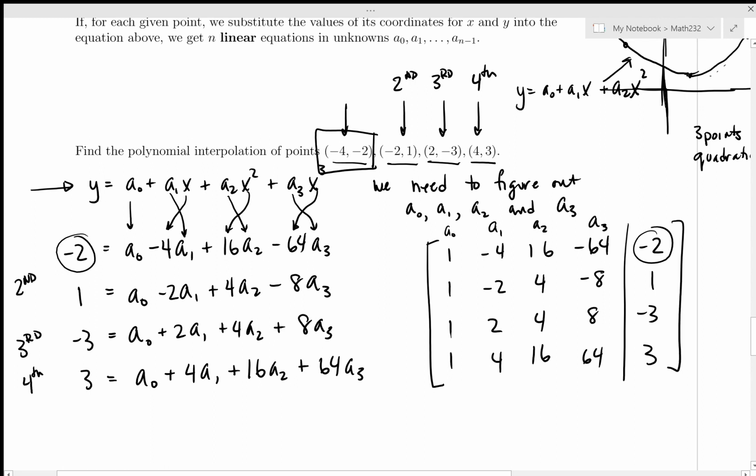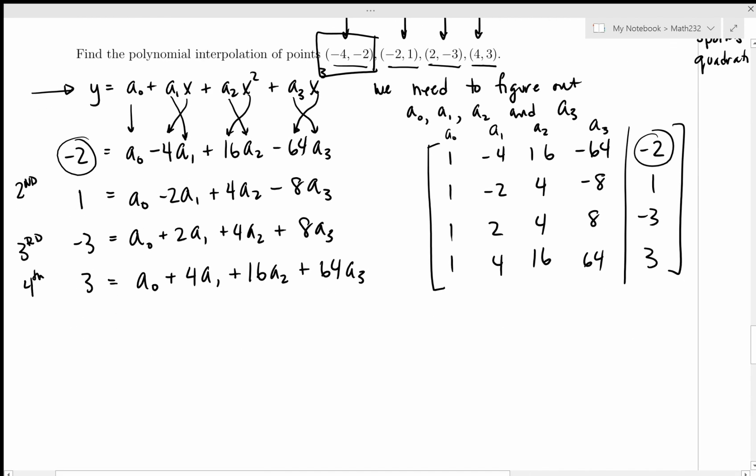Okay, there we have it. We have an augmented matrix, and now we can perform Gaussian elimination, and we can find out what the values of A0, A1, A2, and A3 are. And I'm going to leave that as an exercise.